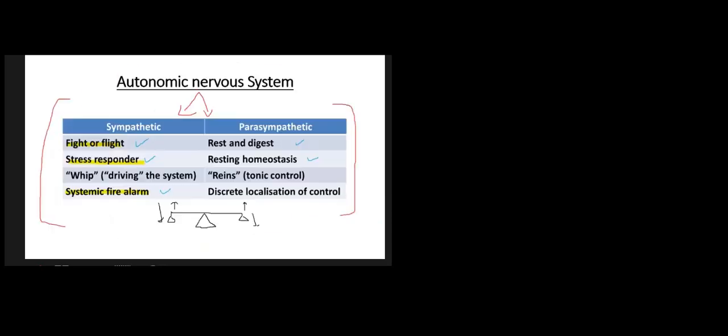So if we want to innervate the smooth muscle, we're going to go postganglionic, and we're going to release norepinephrine onto the alpha 1, alpha 2, beta 1, beta 2 receptors. If we want to innervate the sweat glands, we are going to go postganglionic, acetylcholine onto the muscarinic receptors. And remember, this is all fight or flight, stress responder, systemic. This is all sympathetic, not parasympathetic.